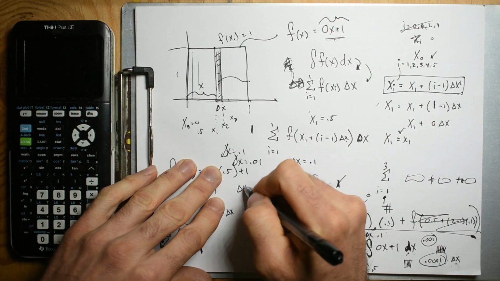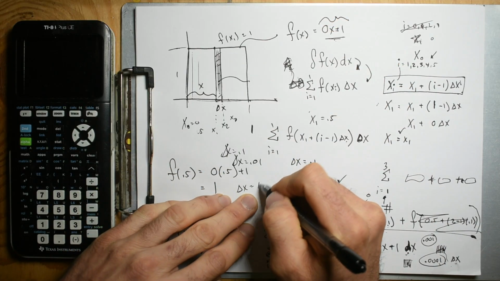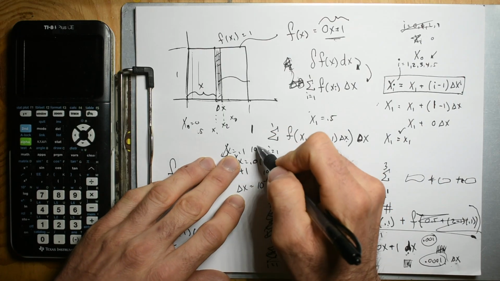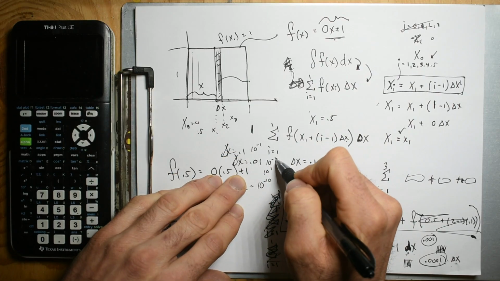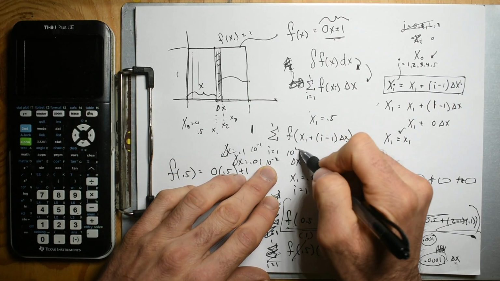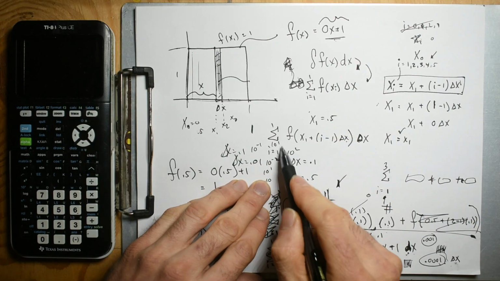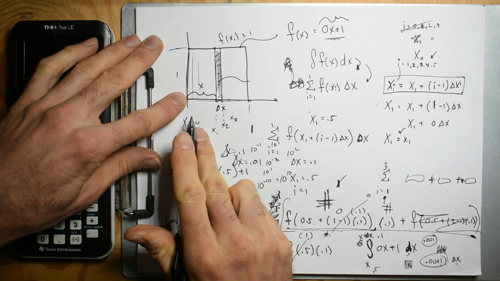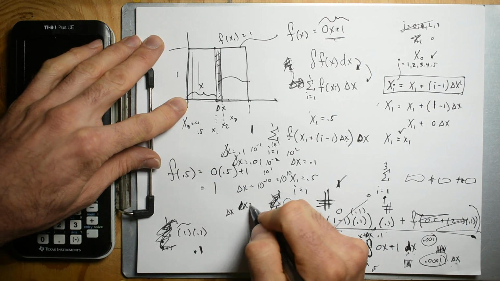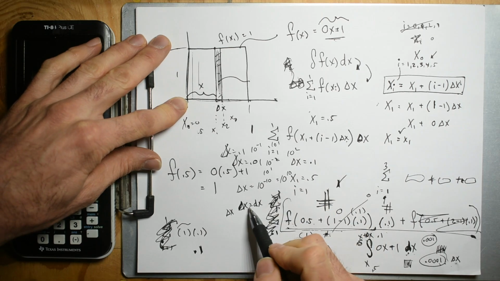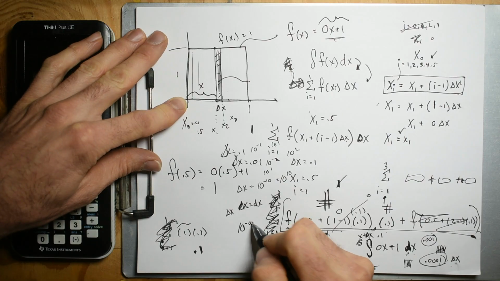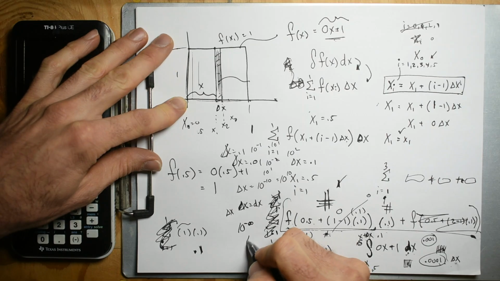If you chose a change in x of 10 to the negative 10, you're going to have 10 to the 10 slices, because here you have 10 to the negative 1, 10 to the negative 2, and you're going to have 10 slices, 100 slices, 10 to the 10 slices. If change in x is dx, that's 10 to the negative infinity. And then you're going to have 10 to the infinity.